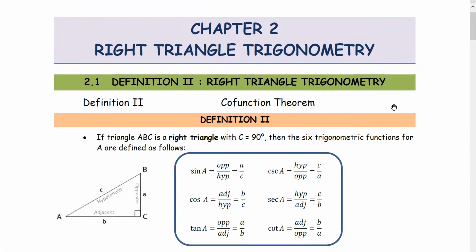Chapter 2, Right Triangle Trigonometry. Section 2.1, Definition 2, Right Triangle Trigonometry. In this section, we will look at definition 2 and the cofunction theorem.